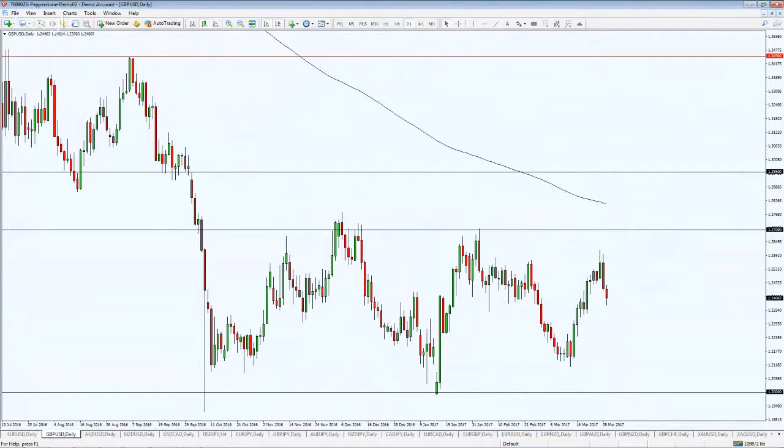Okay, so this is important, right? You really want to know your levels ahead of time, so you know where to trade, when to trade, and how to trade. Okay, so let's move on.